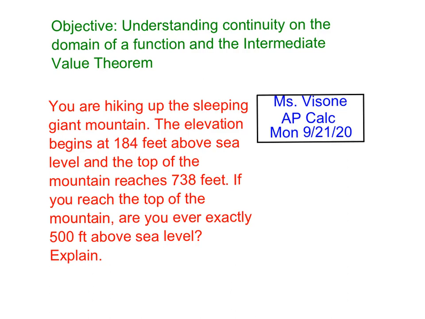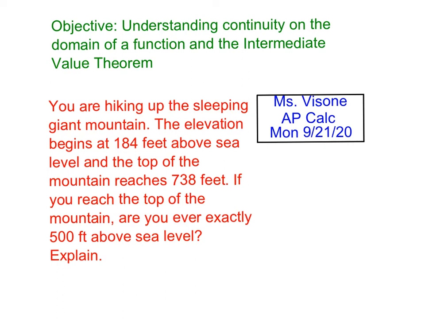All right, so here is lesson number 2. We're still talking about continuity. You are hiking up the Sleeping Giant Mountain. The elevation begins at 184 feet above sea level, and the top of the mountain reaches 738 feet. I think I looked this up online, so I think it's accurate.